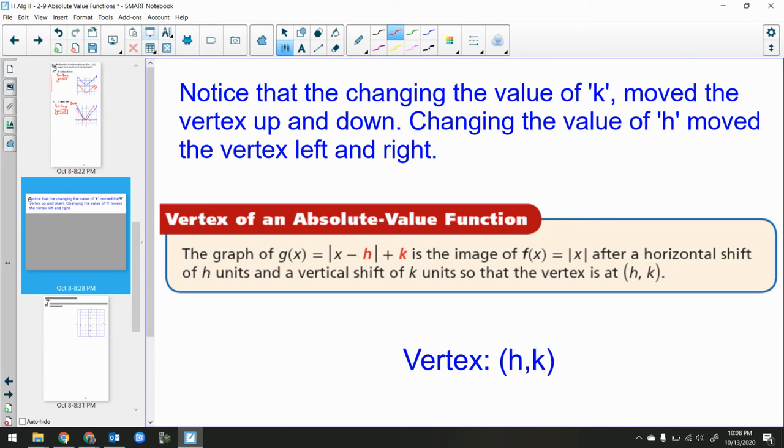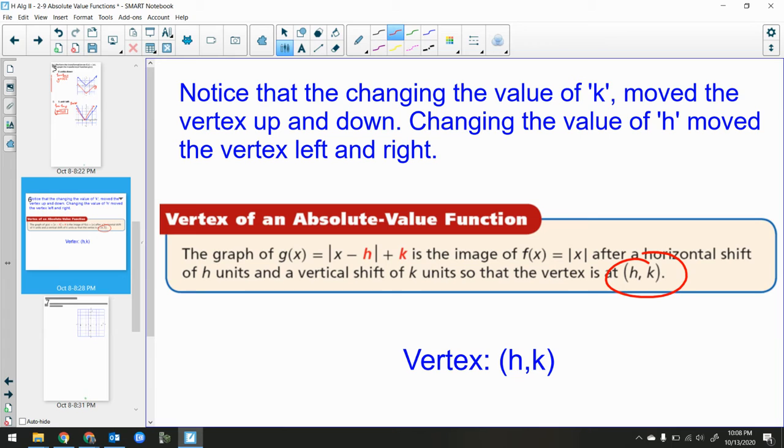Okay, so the graph of g of x is equal to the absolute value of x minus h, plus k. Notice how I've got both of those things happening at the same time. The absolute value of x minus h and then a plus k sitting on the outside is basically the image of f of x after it's horizontally shifted h units and vertically shifted k units, so that the vertex is at h comma k.